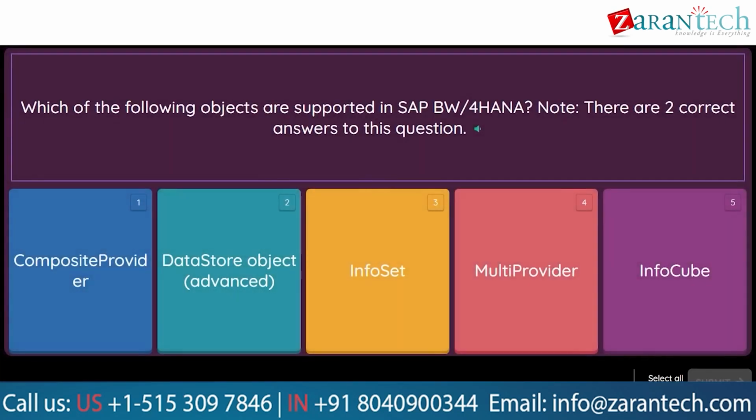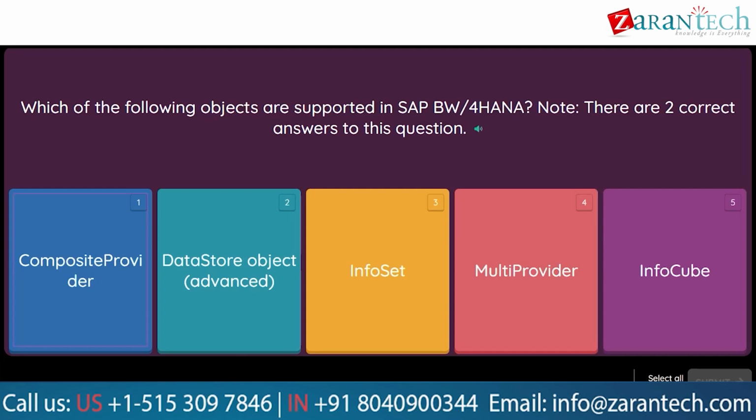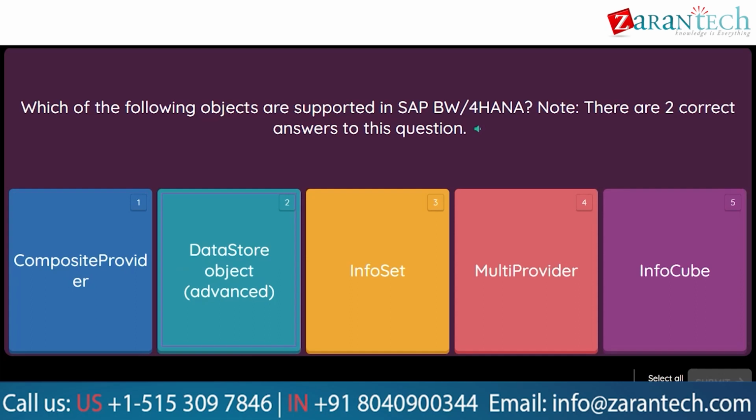Question: which of the following objects are supported in SAP BW4HANA? Note: there are two correct answers to this question. Option 1: Composite Provider. Option 2: Data Store Object, Advanced. Option 3: Info Set. Option 4: Multi-Provider. Option 5: Info Cube.